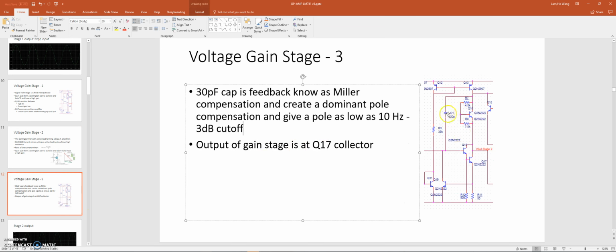Oh, and also we have a Miller compensation. This is a 30 picofarad capacitor sitting here. It's going to provide us a very low 3 dB cutoff. Sorry, I mean for the lower side of frequency, we are going to have a better frequency response because this cap is going to create a dominant pole compensation. And then again, the output is taken at the Q17 collector.